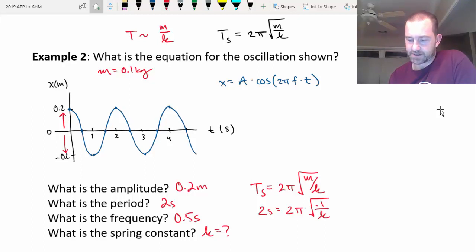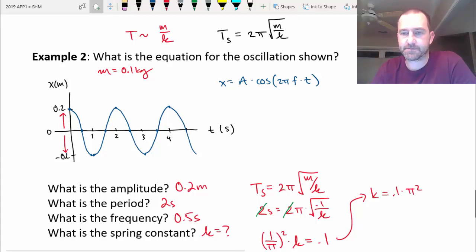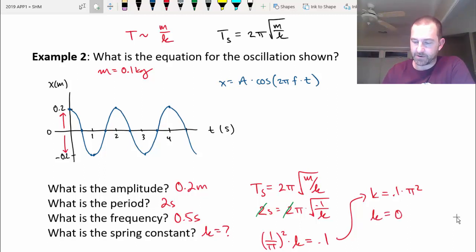Now the 2's cancel out. We end up doing something similar to what we had with the pendulum. We'll have 1 over pi squared multiplied by k would equal 0.1, and then I can process those things around and get to an answer that says k is going to be equal to 0.1 times pi squared. Let's see what that gets us. And wouldn't you know, it's almost like I planned it. You get a k of about 0.99 newtons per meter.